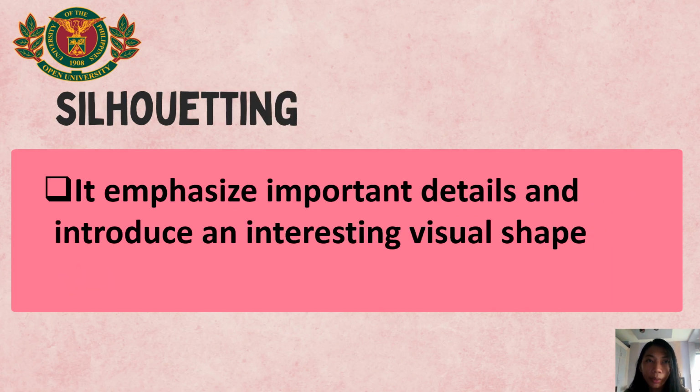Next is silhouette. By silhouetting a photo, it emphasizes important details and introduces an interesting visual shape to a material. This eliminates unimportant or unwanted background details and reshapes the remaining portions of the photo. It can also do partial silhouetting to provide a sense of motion.